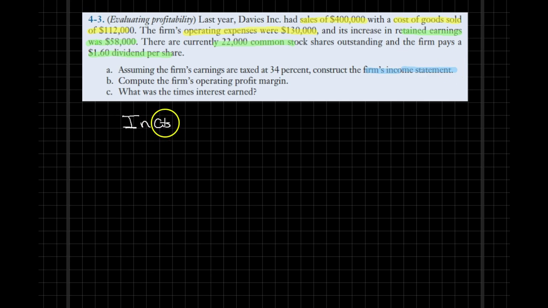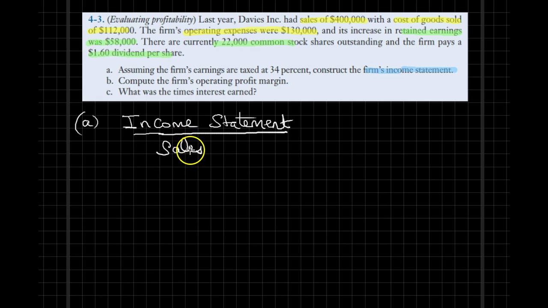Okay, so given all these, the problem is first asking us to construct an income statement. We start with our income statement for part A of our problem. On top of our income statement, as you all remember, we have our sales figure. In our case, sales is $400,000.